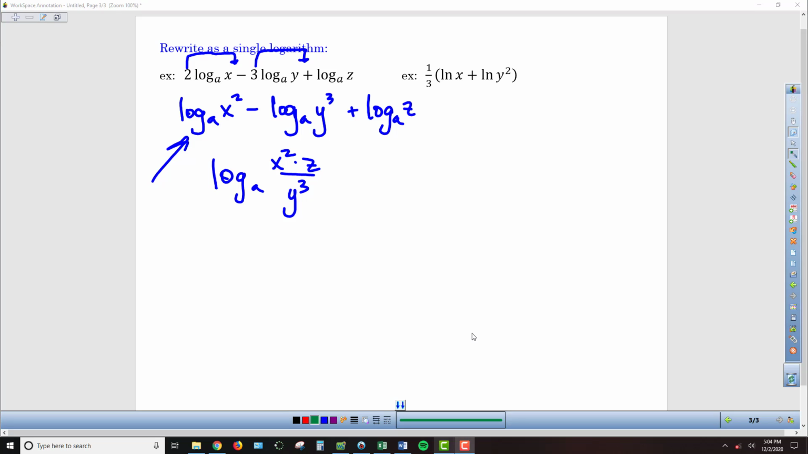And for the last example, there's a couple ways that we can approach this. We could distribute the 1/3 to both parts of the expression and then combine the logarithms, or we could take the two pieces inside the parentheses, combine those into a single logarithm, and then apply that 1/3 as an exponent. So I'm going to go ahead and take care of the inside first. Again, it doesn't matter, we can go either way.